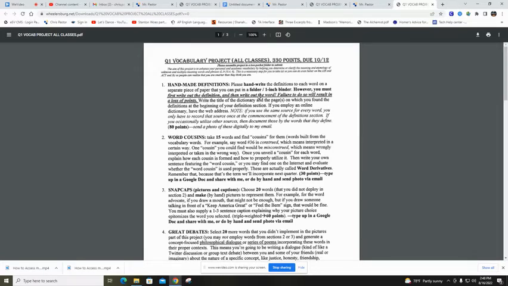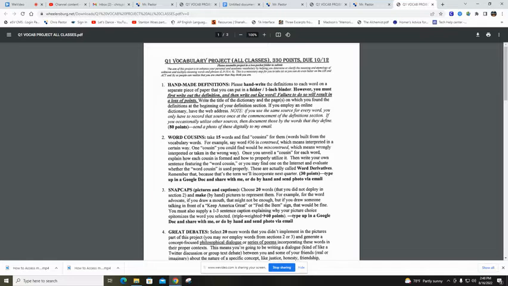For the handmade definitions, you handwrite them. Definition first, then the word. As for the title of the dictionary you use, just write it above all the definitions. You should use either one dictionary or one web page for all of them. Write the web address above that.